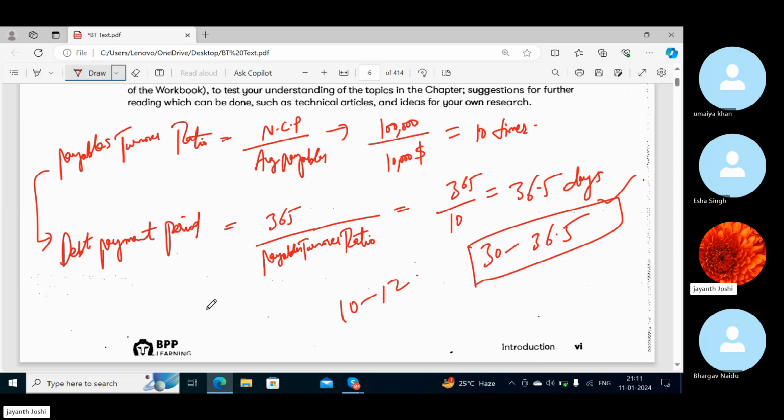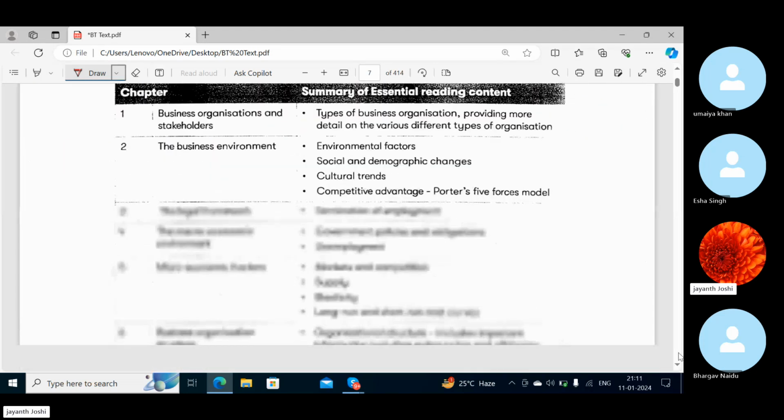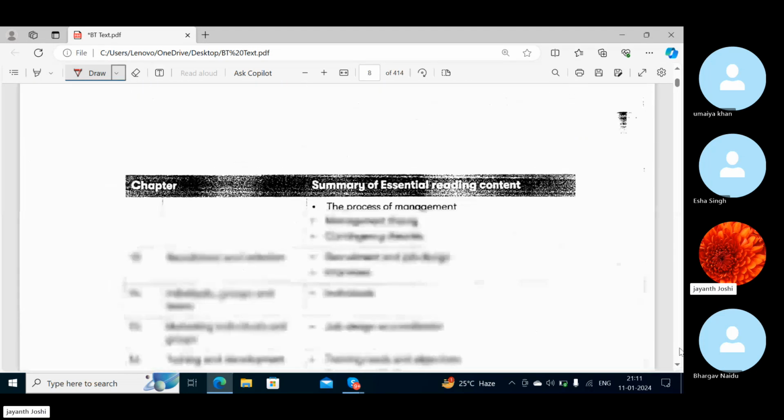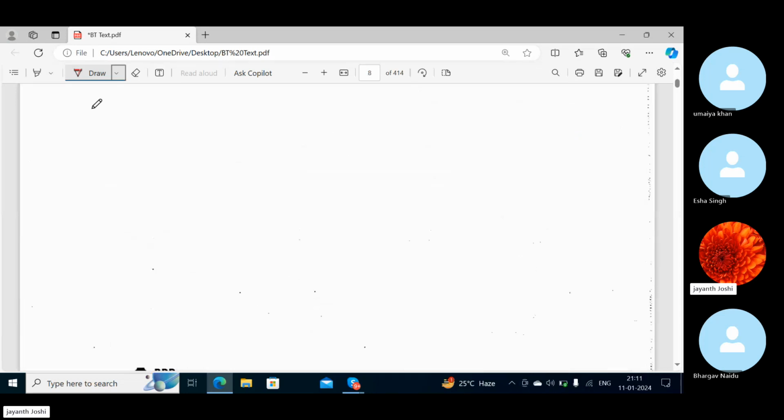Done. Next comes the fixed assets turnover ratio and the total assets turnover ratio.